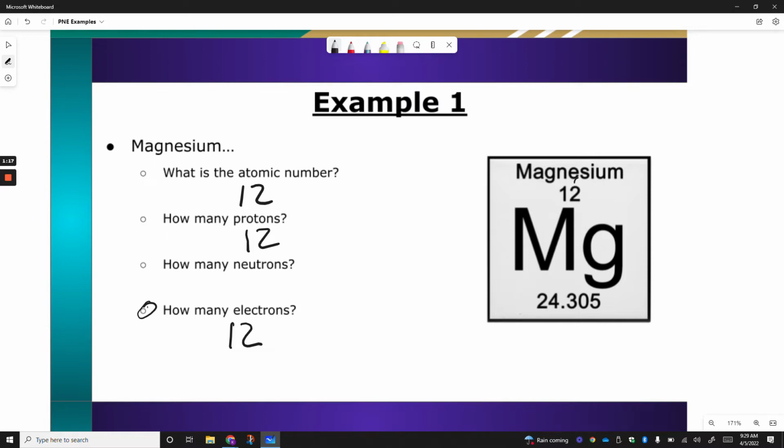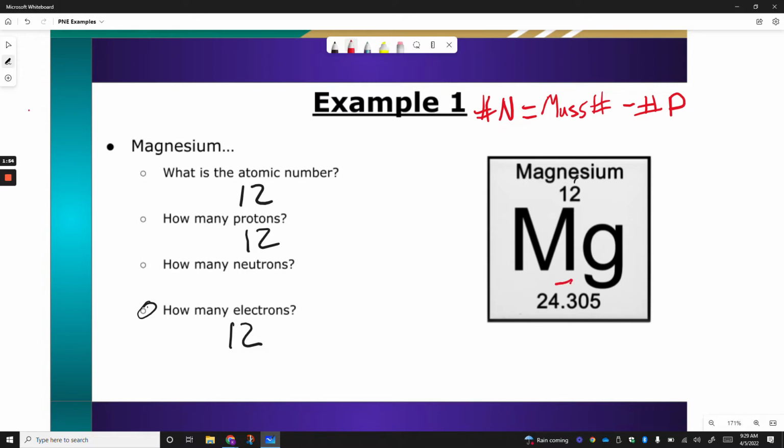Now we got to figure out the number of neutrons. This is the trickier one. So if you remember, we said that our number of neutrons is equal to our mass number minus our atomic number or number of protons, since those are the same thing. Mass number minus the number of protons or the atomic number, since that's the same thing. So first of all, we got to figure out our mass number.